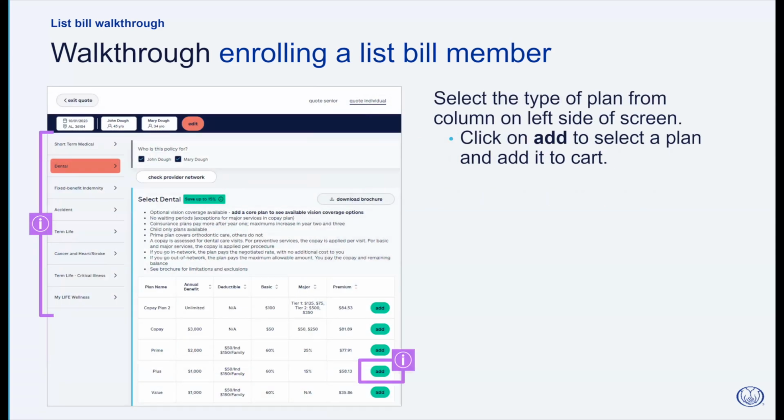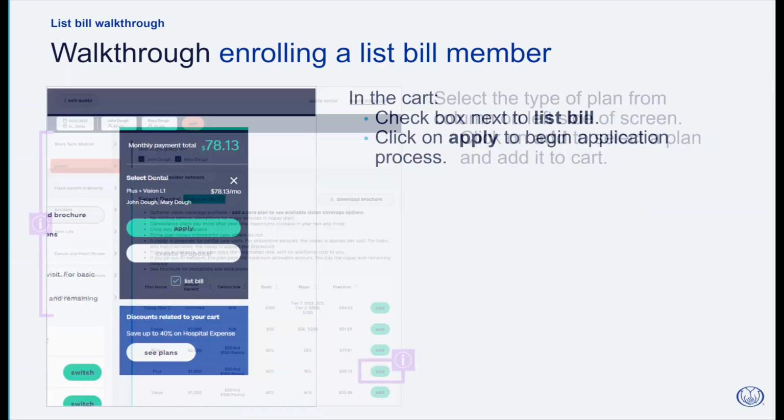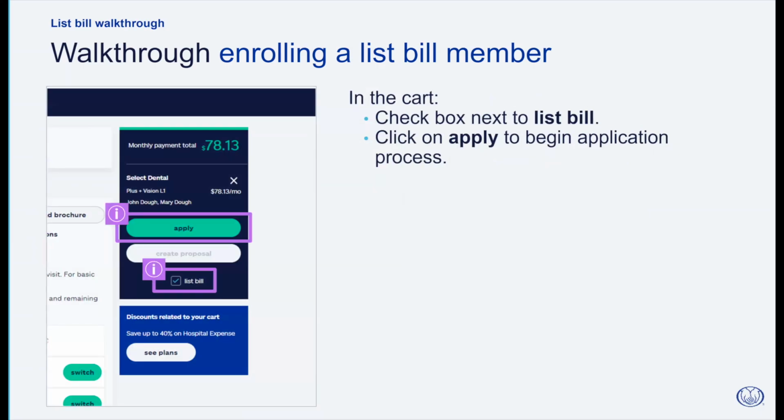Now, when you're in here selecting plans, this is the screen I was at when I started this. This is what we'd be used to. You click add on a product, and now you've got a shopping cart over there, but you can click that little list bill checkbox now, because we have created a group on the back end, and you can have them apply.